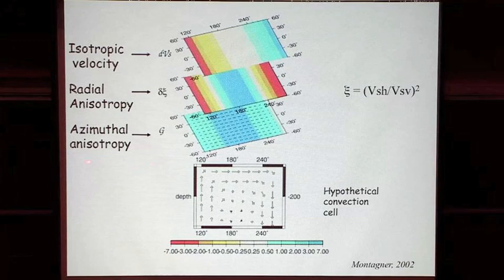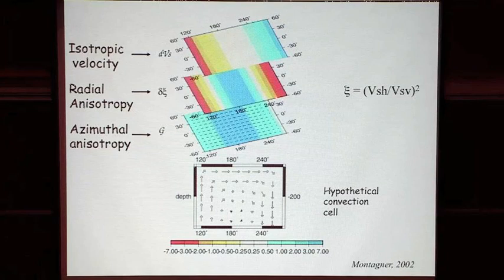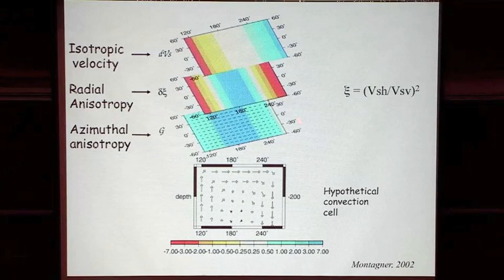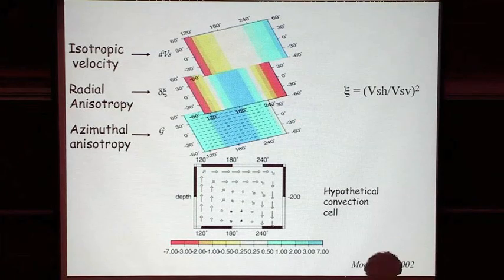So that will also give you some constraints on the geometry: where are the flows dominantly horizontal, where are the flows dominantly vertical. And then if you have information on azimuthal anisotropy, you can orient this cell in space, how it is oriented with respect to north. So these are good things to strive for when looking at constraints from seismic long period waves.